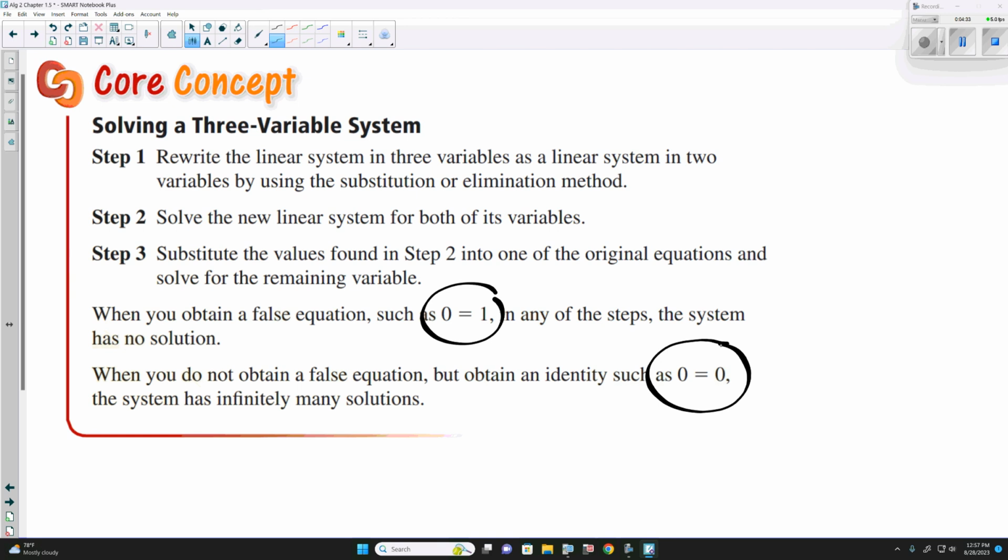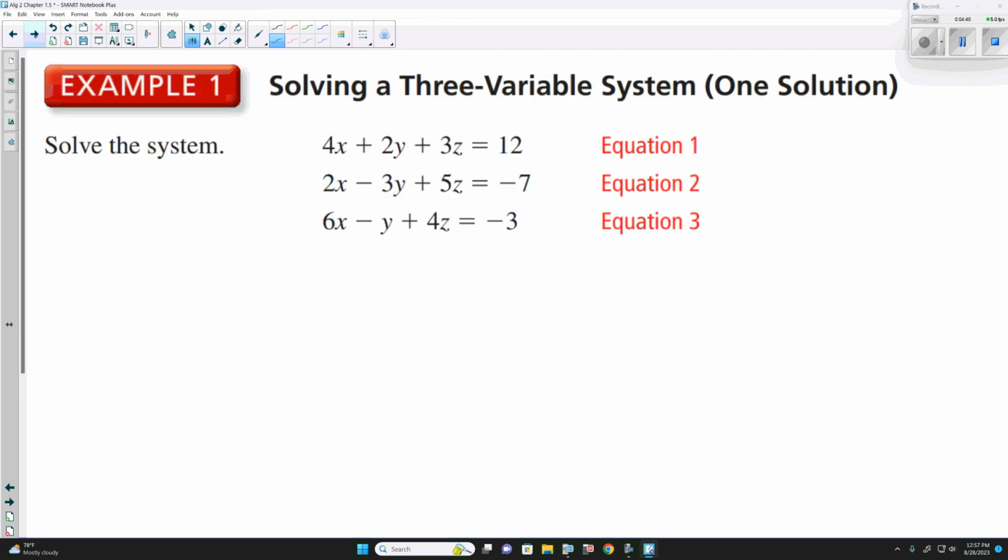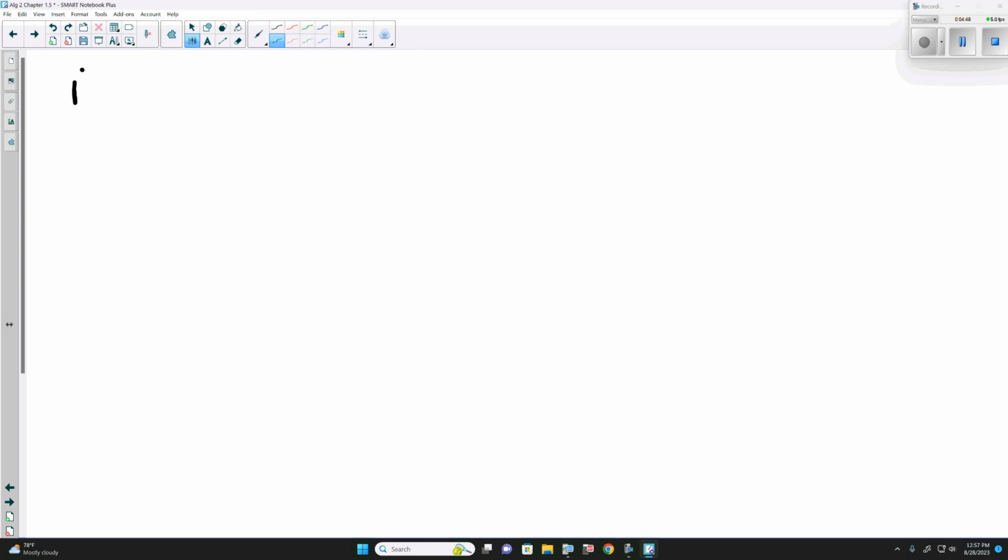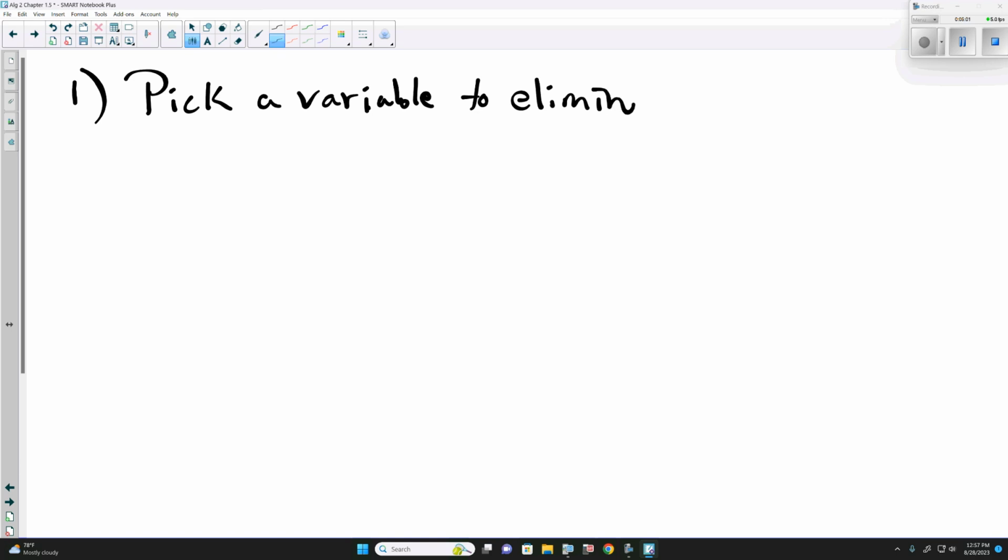Now, we're not going to be using substitution so much. We're mainly going to focus on solving these by elimination. And our first problem that we're going to look at is this one here. Now, I'm going to write out some steps, but the main first step, when we solve a system by elimination, we're going to pick a variable to eliminate, and an eliminator equation.